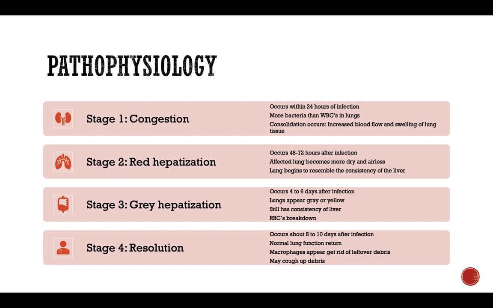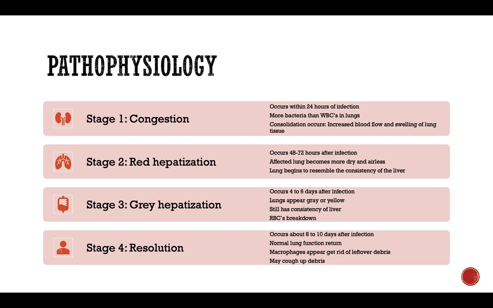Stage two is hepatization. That occurs 2 to 3 days after infection. The affected lung becomes more dry and airless, which could explain why it might be harder to breathe with pneumonia. The lung also begins to resemble the consistency of the liver. Once that consistency of the lung changes, you know for sure that you have progressed from congestion to hepatization.